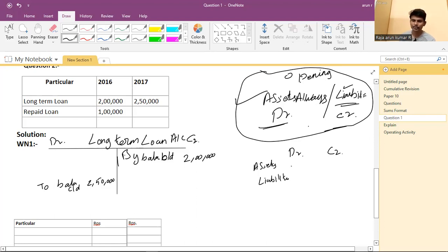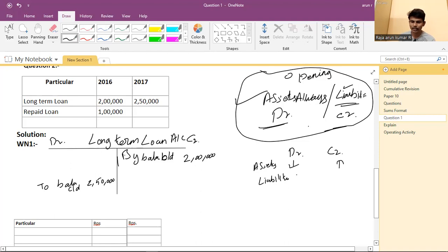If asset value increases, debit it. If asset value decreases, credit it. If asset value decreases, debit it. If asset value increases, credit it.